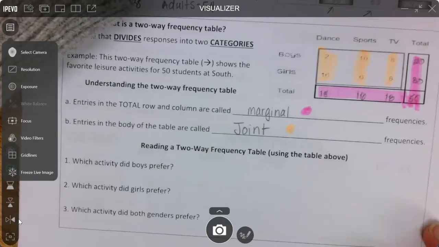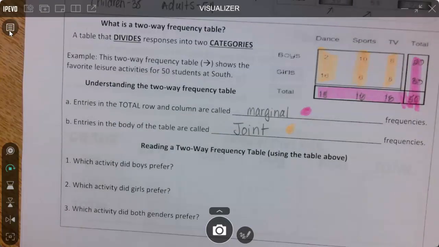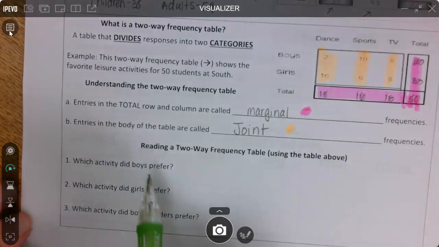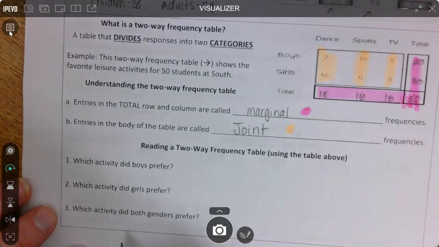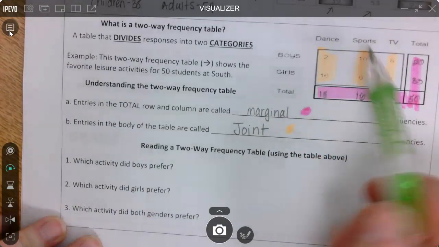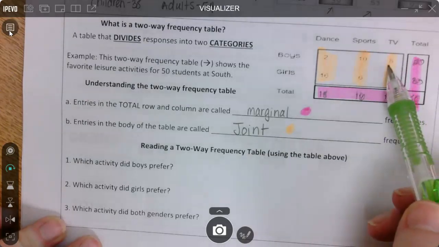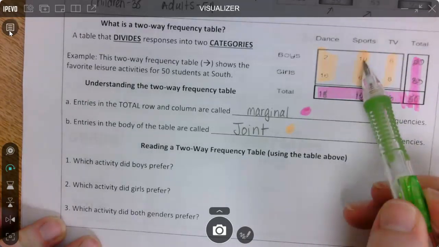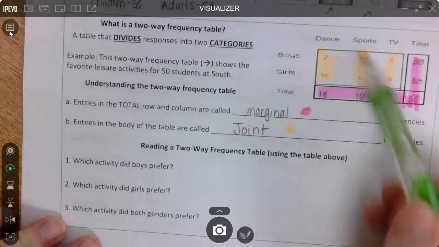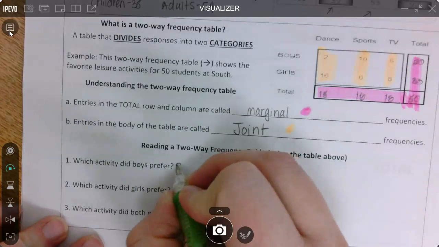Which activity did boys prefer? Okay, so 2 boys liked dance, 10 boys liked sports, 8 boys liked TV. So the one with the biggest number is sports. So the activity that boys preferred was sports.